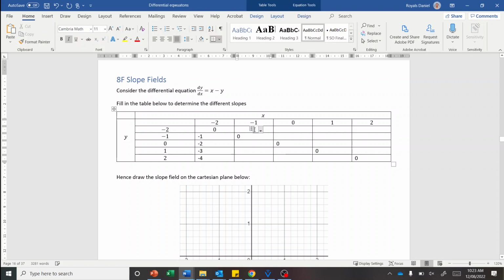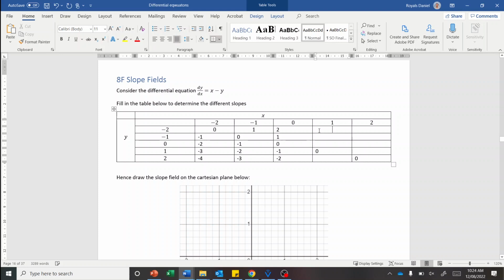Up here, we will have minus 1 take away minus 2. We've got the 0 there already. Minus 1 take 0. I'm looking at the wrong column. Minus 1 take 0. Minus 1 take 1. And minus 1 take 2. Here, 0 take away minus 2. 0 take away minus 1. 0 take away 1. And 0 take away 2. All right, and hopefully you can start to see a pattern there.